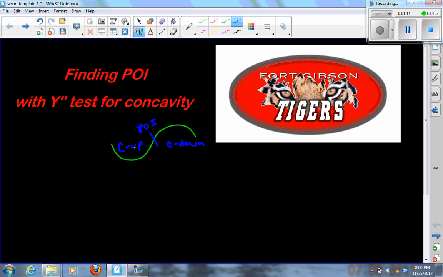And I always remembered it when I was in college because concave up looks like a cup. It would hold water. Concave down, well, it's the other one. So you got your concave up, you get your concave down. And both of those can be found with the second derivative test.